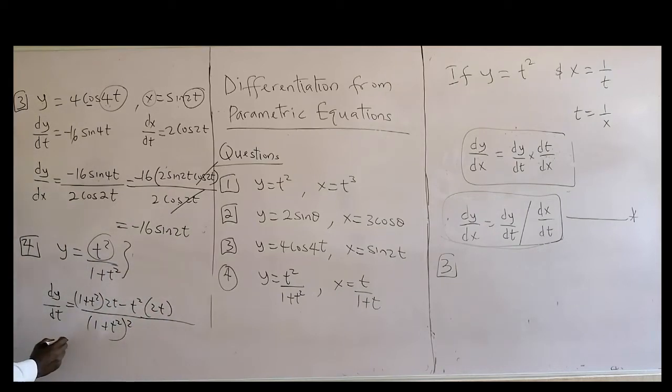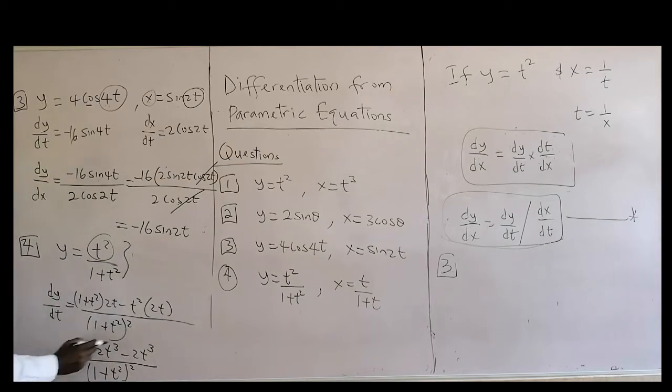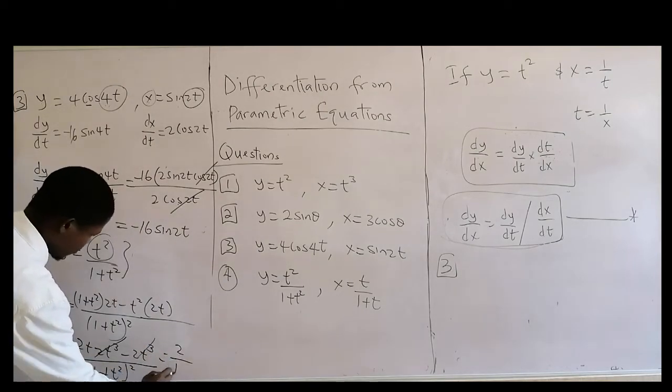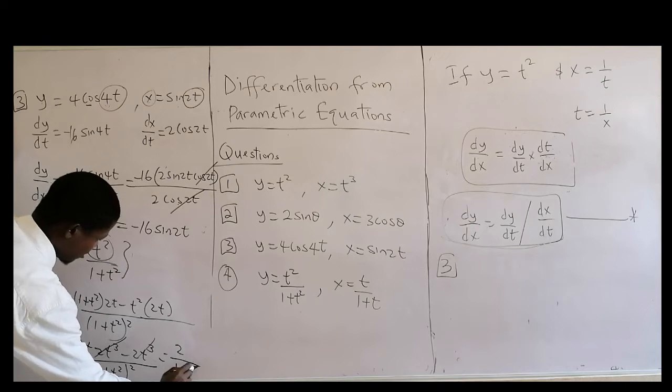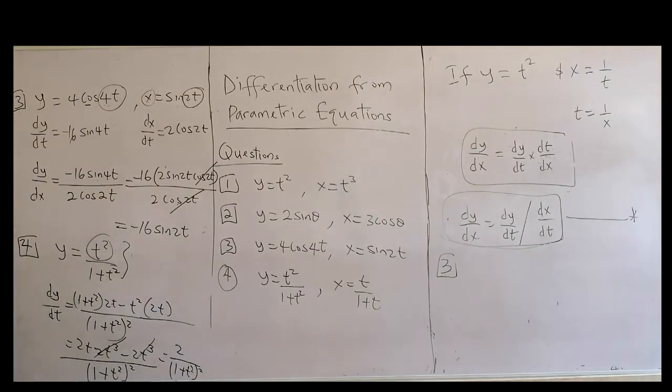So if you expand this, you're going to have this one times this one, 2t, this one times this one, plus 2t cubed, then minus 2t cubed, all over (1 plus t squared) power 2. So this one will cancel, this one cancels. So I have what? 2 over (1 plus t squared) squared. So we have this. Okay, we have that.